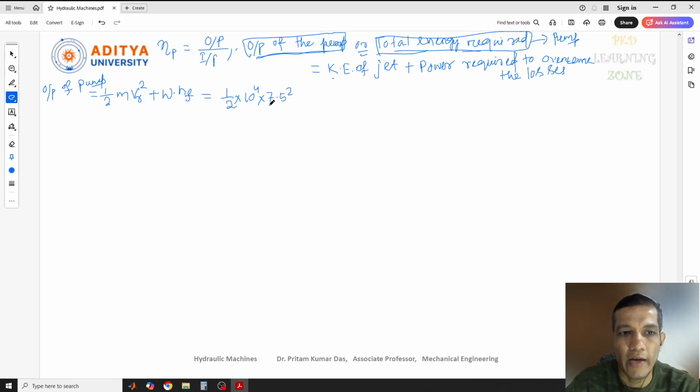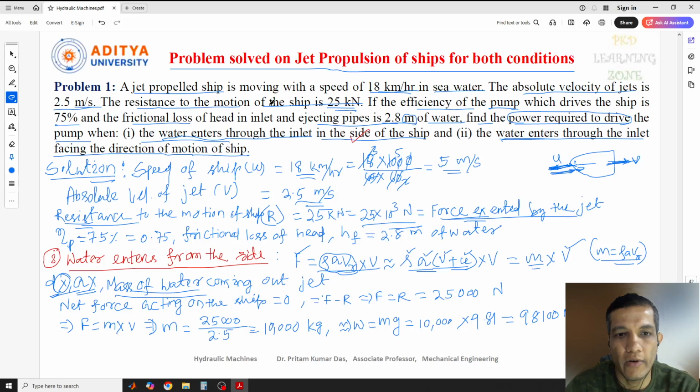I forgot to inform you here that VR is nothing but the relative velocity. VR equals relative velocity. So how can we calculate this VR? Here it is 5 plus 2.5. How did we get this 5 plus 2.5? That also I'll tell you.